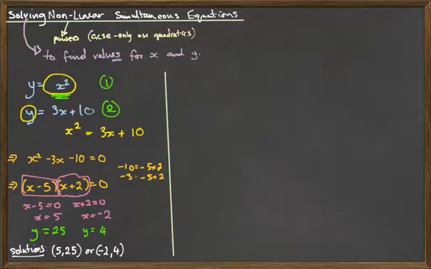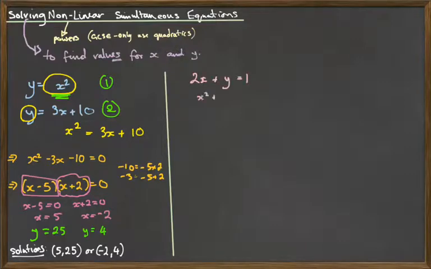So check that you're happy with how this solution went. We started with simultaneous equations, we used the substitution method, we had a quadratic, we factorised the quadratic, we solved the quadratic, and then we substituted those x values back into one of the original equations to find the y values. So turn your page over and look at example 2.